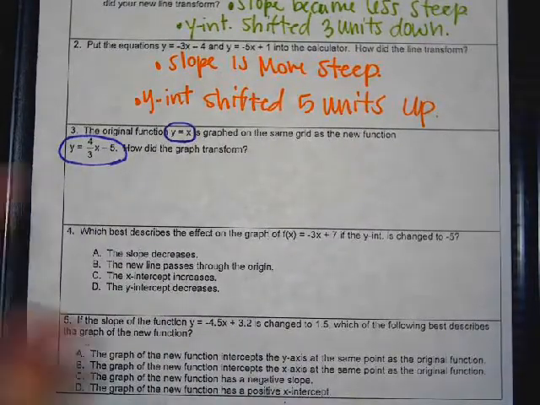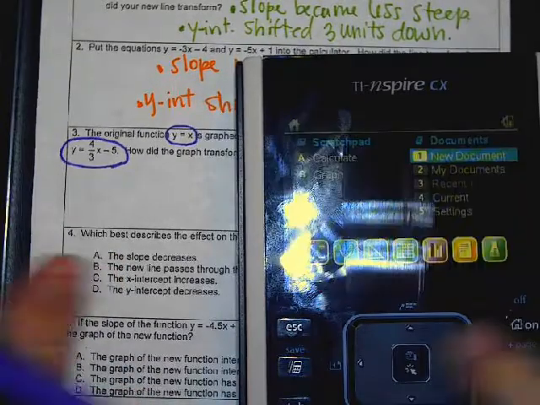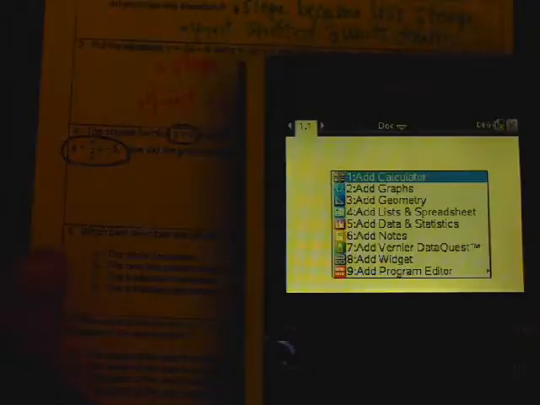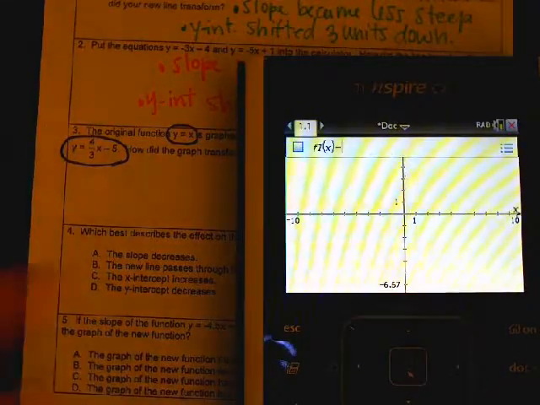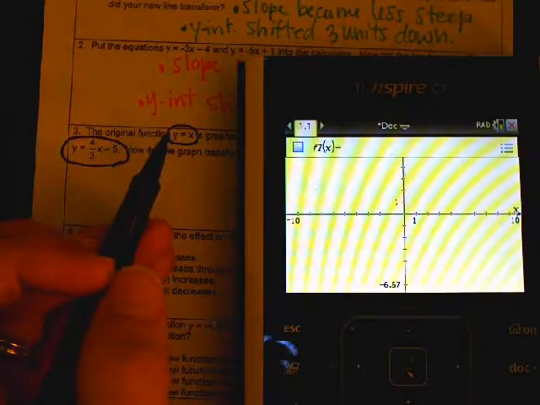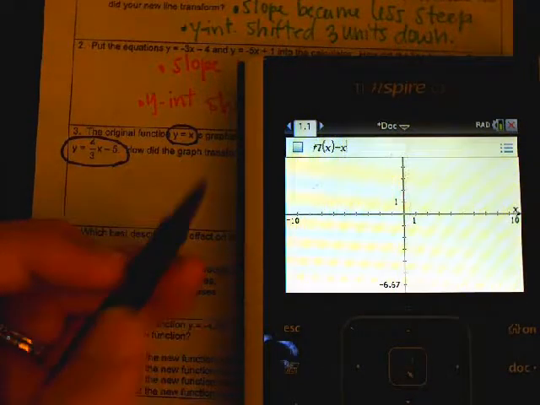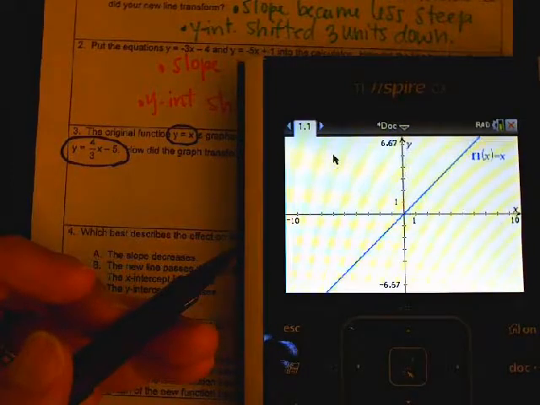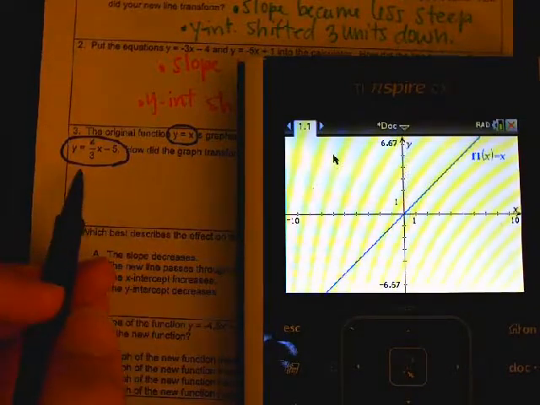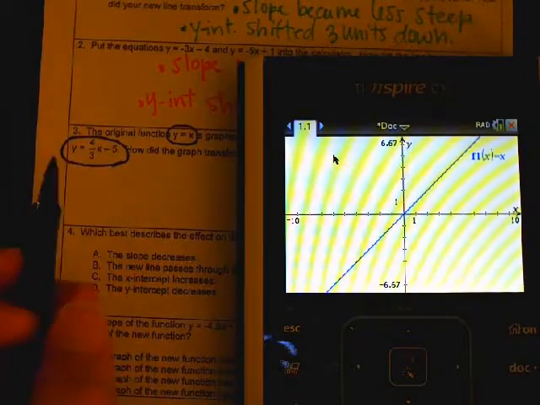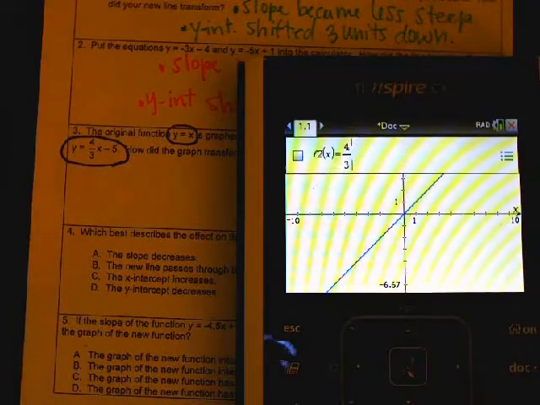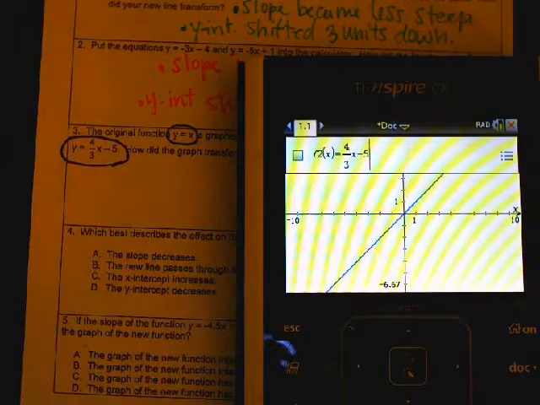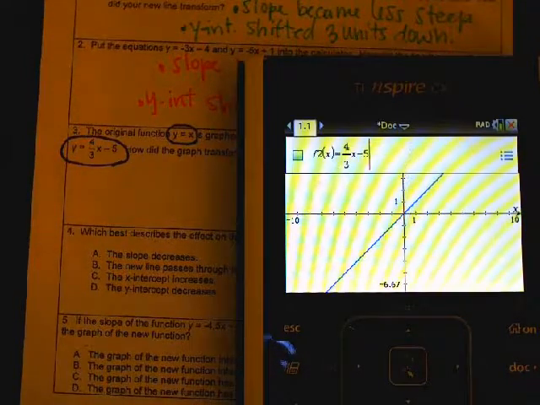So let's graph these and see if we're right. Go to a new graph because I have a new problem. Okay, so my first is y equals x. So all I need to plug in is the x. Graph it. Then I'm going to plug in the second equation. So I'm going to go to tab and plug in 4 over 3 X minus 5. Make sure you're doing this with me. And there it is.